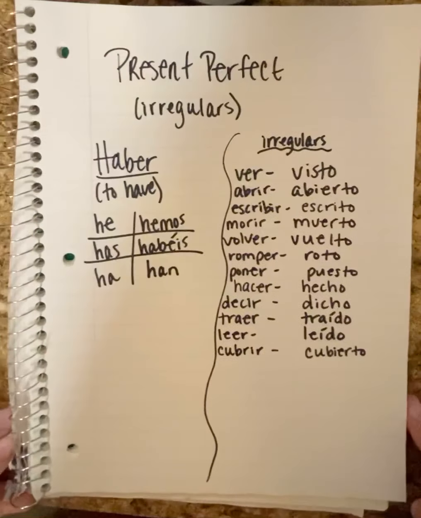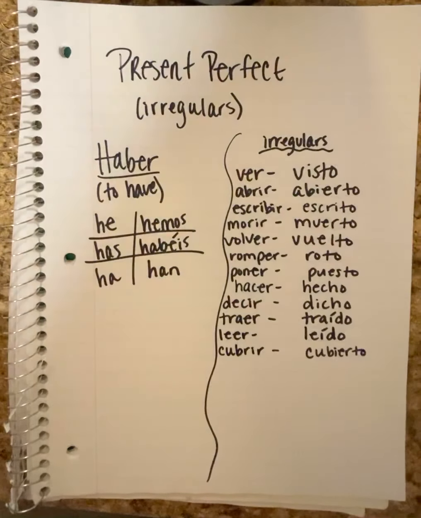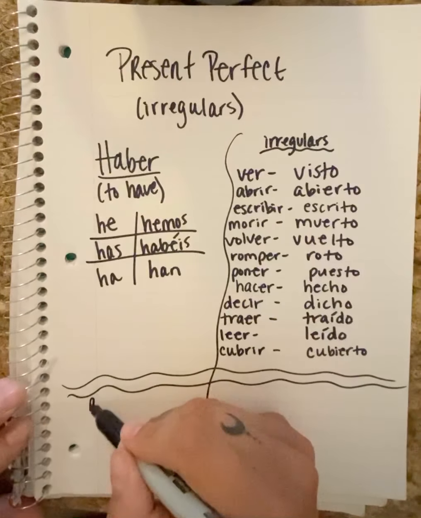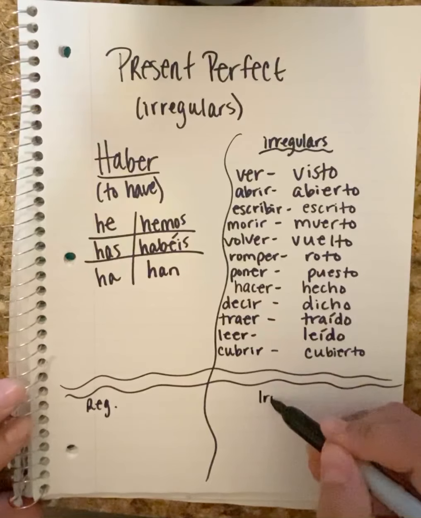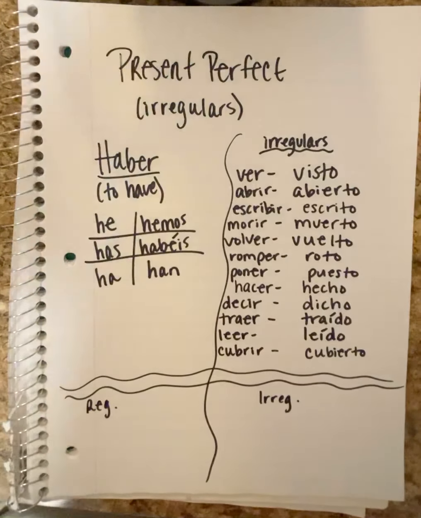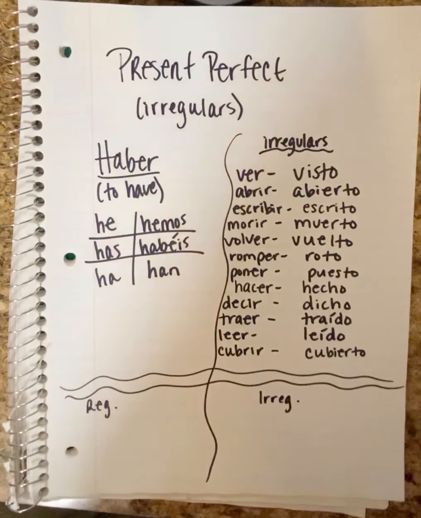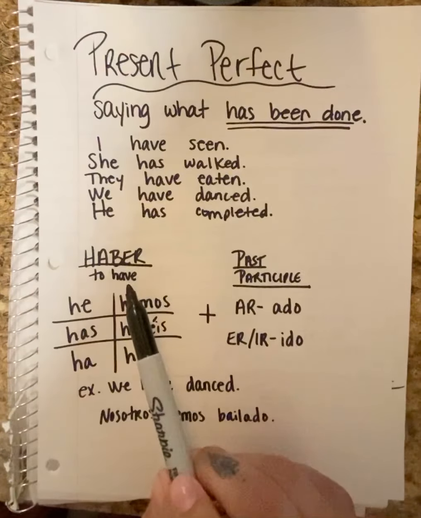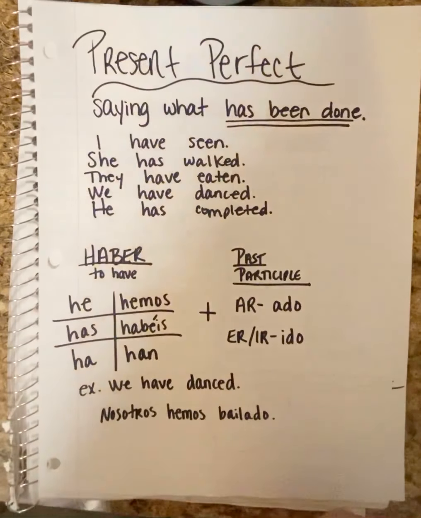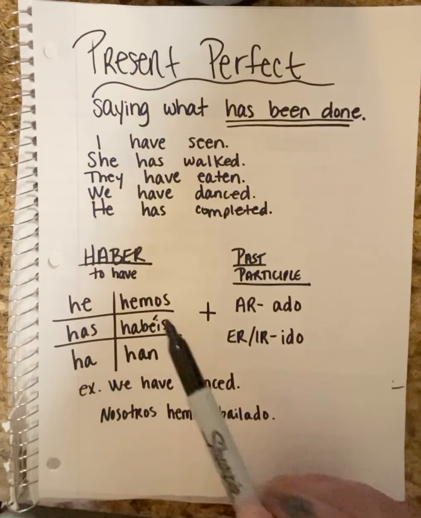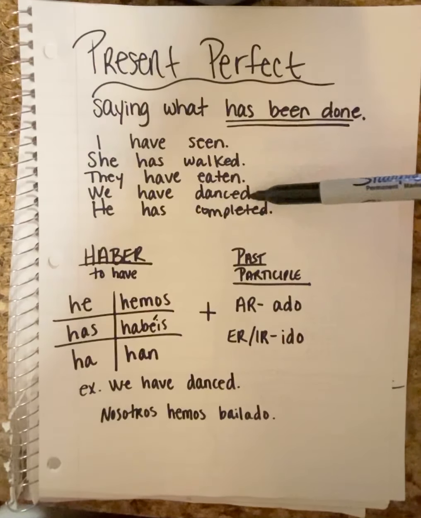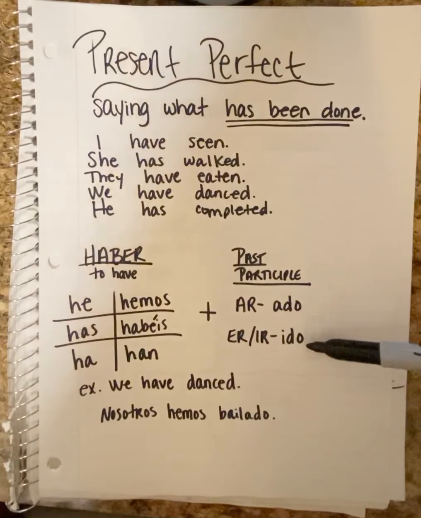So down here, I'm just going to do a couple of examples for you of a regular. We'll just do a little section like this. Regular, and then we'll do irregular. So we'll do 2 examples of each, and we'll call it a video. We'll call it done. So I'm going to bring this back for one moment. Our regulars, okay, just a recap. Haber means in this case to have done something, not to have a possession. Has, hemos, habéis, han. And our past participle, like seen, walked, eaten, danced, completed, ado and ido.